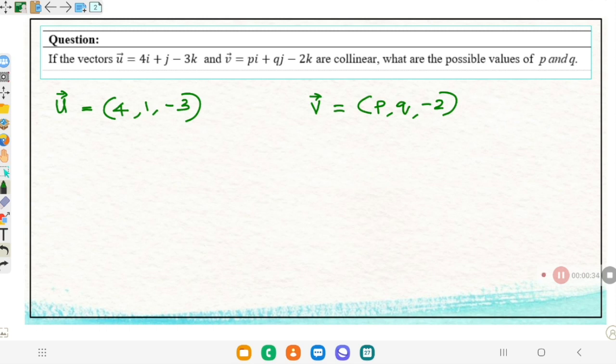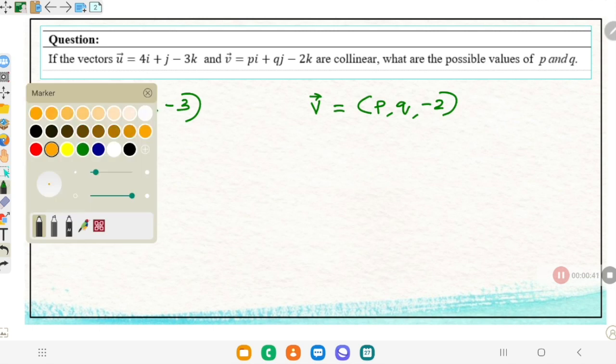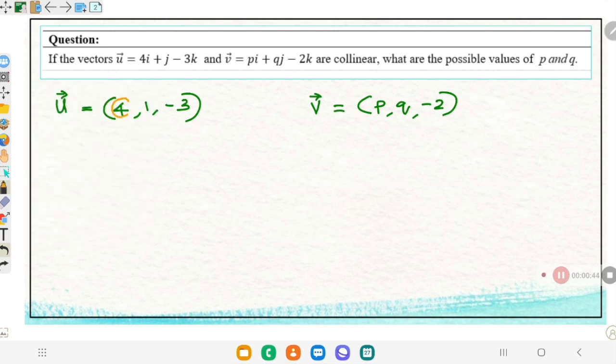Now two vectors are collinear means the ratios of their corresponding coordinates are equal. Ratio of the corresponding coordinates means, what is the x coordinate? You can see here 4 and here it is p, correct? So what is the ratio of these two coordinates? 4 divided by p, okay? And what are the y coordinates? You can see here 1 and here q. So the ratio of the y coordinates is 1 over q, and in the same way the z coordinate, minus 3 divided by minus 2, correct?